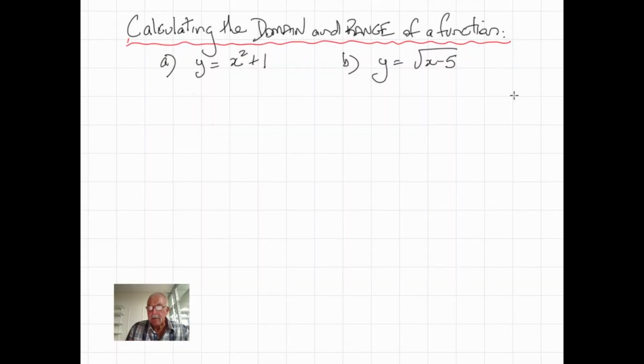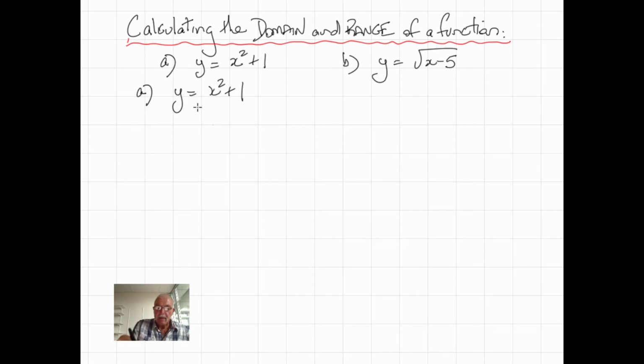I'd now like to look at two common questions where you're asked to calculate the domain and range of a function. So let's look at question A first. We've got y equals x squared plus 1.